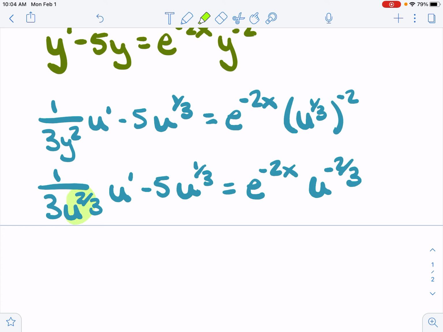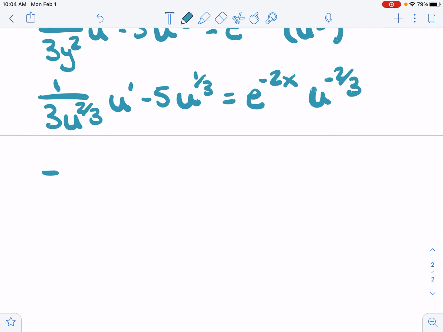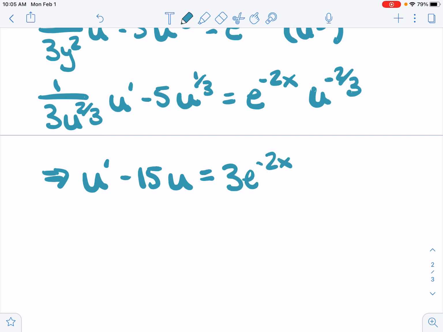We're going to multiply everything through by this u to the 2/3. Let's multiply through by the 3 as well. So we end up with u prime minus 15, it's 5 times 3, u to the 2/3 times u to the 1/3 is just u, equals, I forgot the 3, so 3e to the minus 2x. u to the 2/3 times u to the minus 2/3 is 1. And this substitution has worked out nicely, which it will if we do it correctly. If we do this chain rule correctly and the derivatives correctly, it's going to work out nice. It's going to feel like magic.